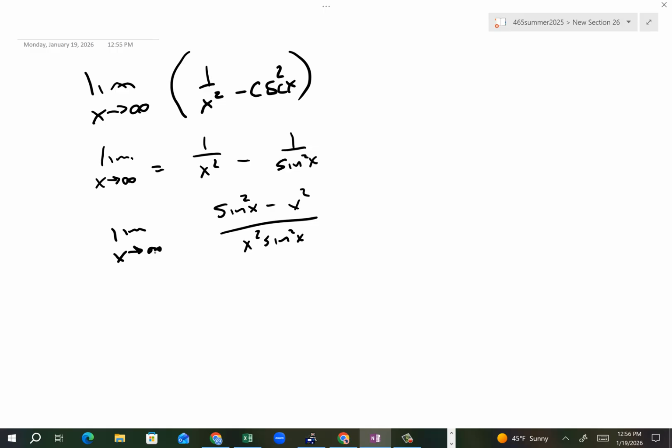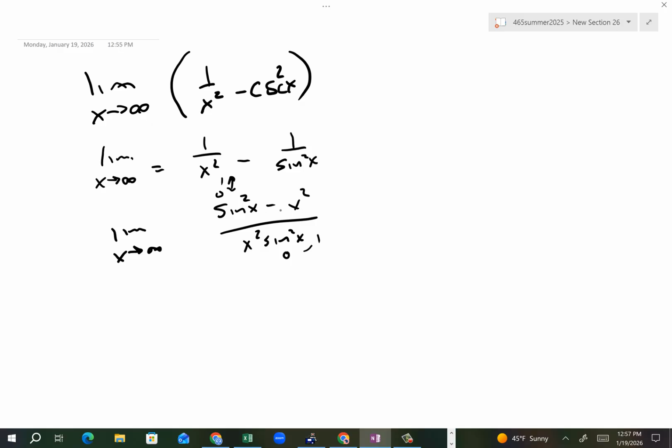Hey, what's sine doing? Sine's bouncing back and forth between 1 and -1, right? But I'm squaring it, so it's bouncing between 0 and 1. This guy just bounces back and forth between 0 and 1. Ditto down here on this guy, 0 and 1. It just bounces up and down, so it really has no impact on it.